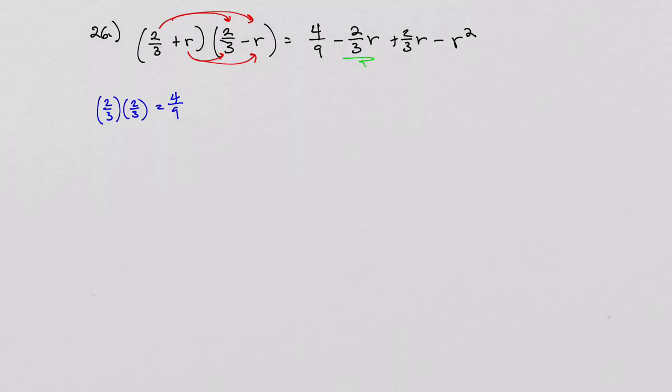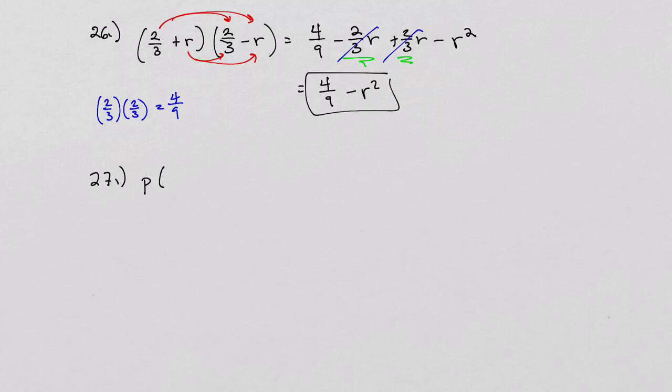And luckily for us, these two things are like terms, and because they're the exact same term, but one's positive and one's negative, these completely cancel, and we end up with just 4/9 minus r squared. It's just throwing in fractions there to try and scare you, but fractions are no different than any other number. All right.